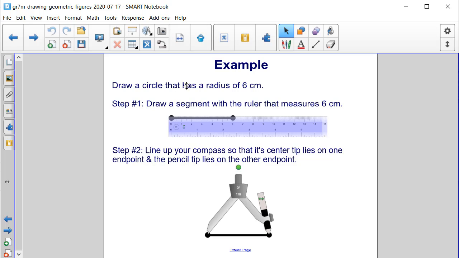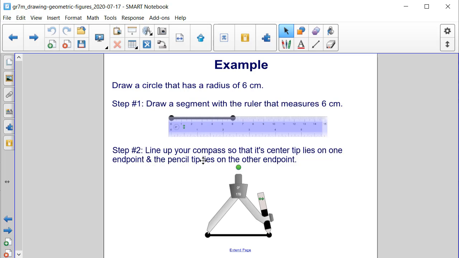Now let's use our construction tools to complete this example. Draw a circle that has a radius of 6 centimeters. The first step is to draw a segment using your ruler that measures 6 centimeters. So create a dot on your paper, and then line your ruler up with it and draw along that ruler until you get up to 6, and then you can end it with the dot.